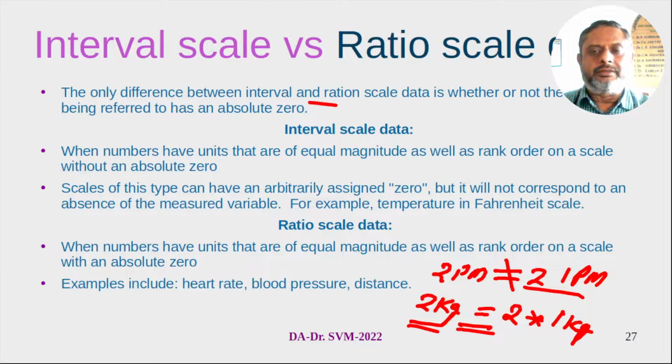So if distance is known to be 10 kilometers, then half the distance we can say is 5 kilometers. But if the temperature is 40 degrees centigrade, then you cannot say that half the temperature is 20 degrees. It doesn't make any sense. You can just divide it by 2 and say 20 degrees centigrade, but there is no comparison. You can't add 20 and 20 degrees centigrade and say that it has become 40 degrees centigrade, nothing like that.